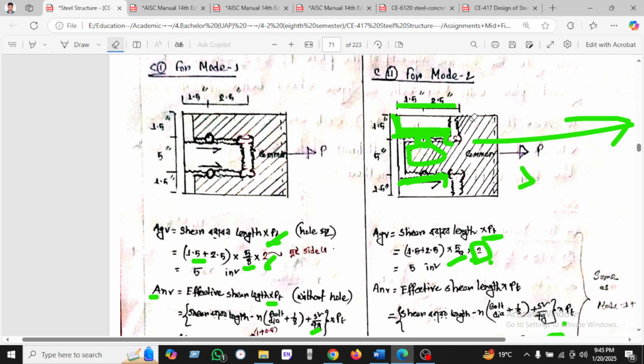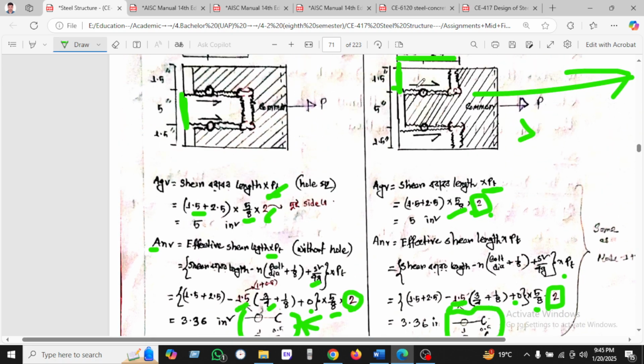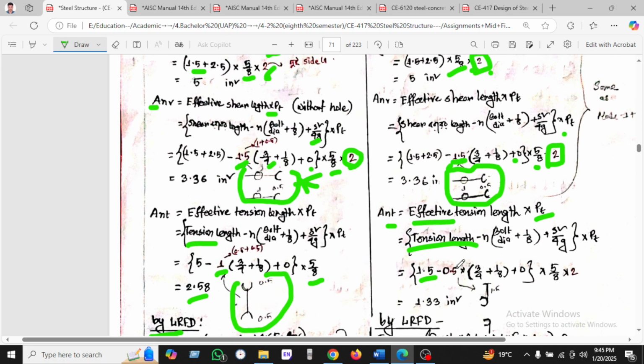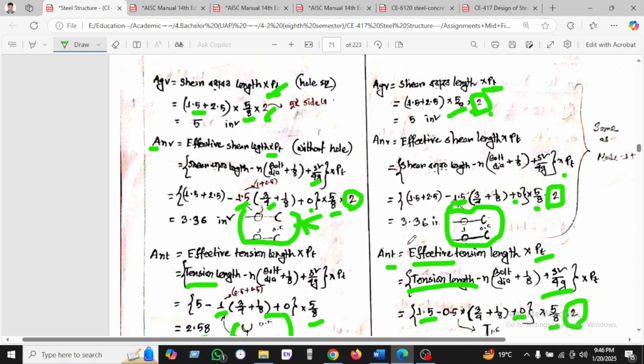So remember that in the previous mode 1 we took the shear length as 5. Now in mode 2 the tension length is 1.5, this portion. So this is the tension length, and 1.5 is because only one bolt is considered as the tension we are calculating. And 3 by 4 is as usual the bolt diameter, and 1 by 8 is a constant, and there is no stagger. That's why 0, and 5 by 8 equals the plate thickness, and 2. Why do we take 2? Because we are considering the tension when calculating top and when calculating bottom.